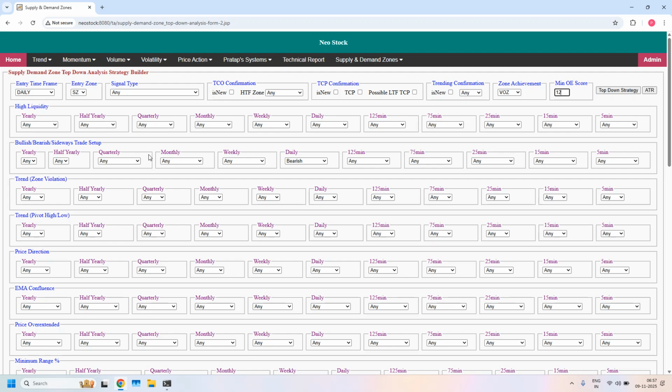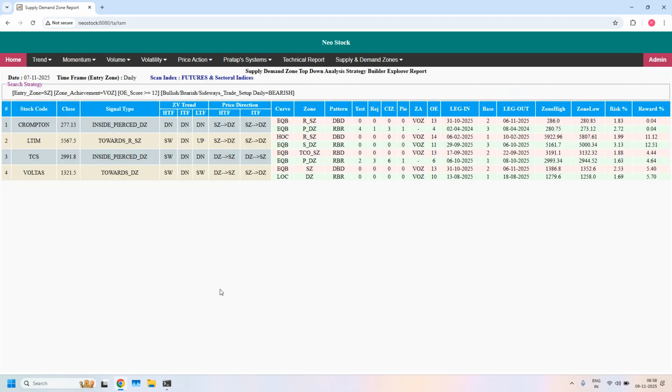But I am allowing daily supply zones for monthly income trade, because any pierced zone strategy traders, they can find those zones. So I am not filtering, I am not applying the third filter. Only for monthly income trade. Okay, we got 4 stocks. So these 4 stocks are supporting bearish trade setup for monthly income trade. So out of these 4, any high probability trade setup daily supply zones are available, we need to verify.